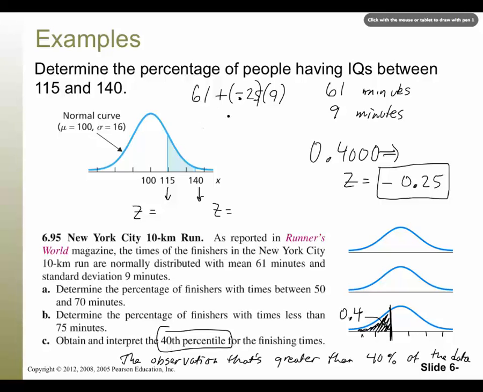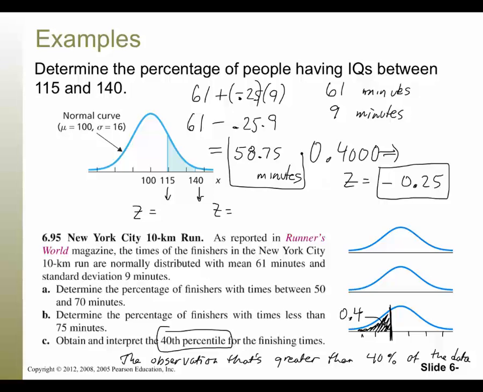So two ways: you can just add, or you can say, I'm going to go below, so I'm going to subtract 0.25 standard deviations from the mean. What do you get when you do that? 58.75 minutes. So if someone ran 58.75 minutes in this race, they're in the 40th percentile. These are finish times, so this person was slower than 40% of the field and faster than the other 60% of the field.